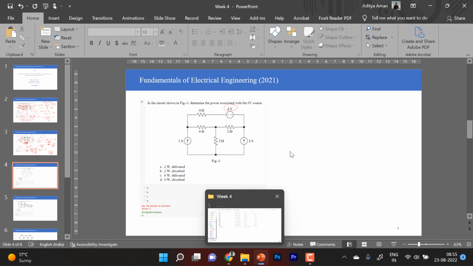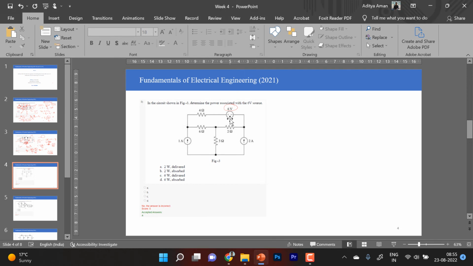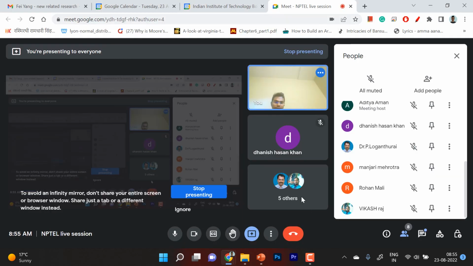So how would you proceed in this? You are required to figure out the power in the 6 volt. So power is equal to voltage into current. Am I right? Yes, sir. Correct, sir. V into I. Right.